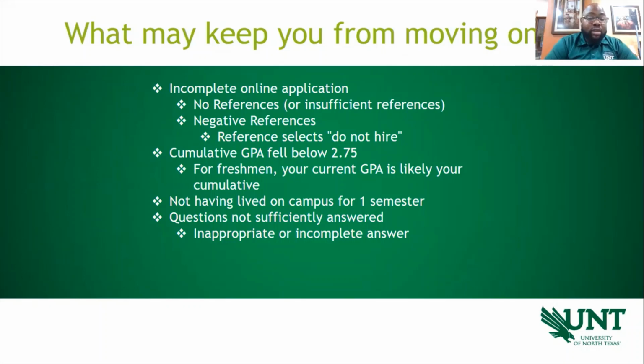If your cumulative GPA fell below a 2.75, and again, just a reminder for freshmen, your current GPA is likely to be a cumulative. You've not lived on campus for one semester, because we do check that in our records in our systems. If you did not sufficiently answer the questions properly, and if any of the answers seem inappropriate or incomplete. So those are all the things that can keep you from moving forward in the process.